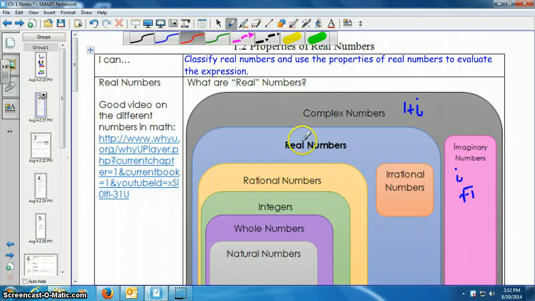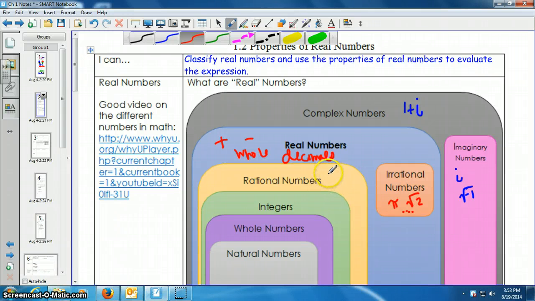Then if we get a little more specific, real numbers include all of these below: rational, integers, whole, natural, and irrational. So it would be positive numbers, negative numbers, whole numbers, decimals, all included in real numbers. Irrational numbers are numbers that go on forever, randomly, don't repeat, and they just go on and on and on, dot, dot, dot.